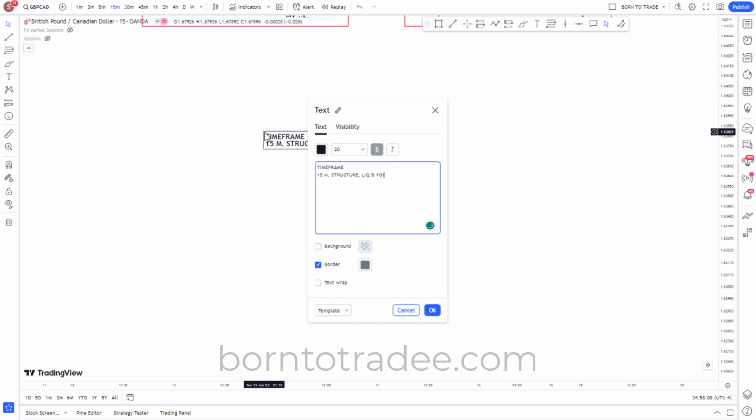POI means you can actually map out your supply and demand zones or your order blocks. We're going to need the 3 minutes time frame for our entry. Okay, 3 minutes time frame for entry. So what we're basically going to use this RSI for is for our entry.